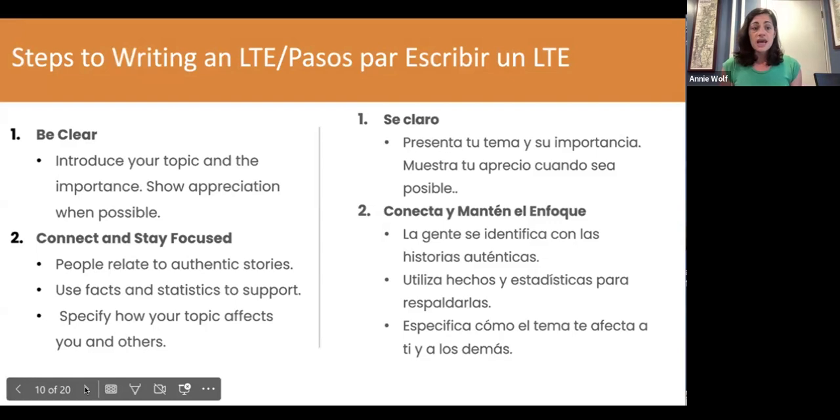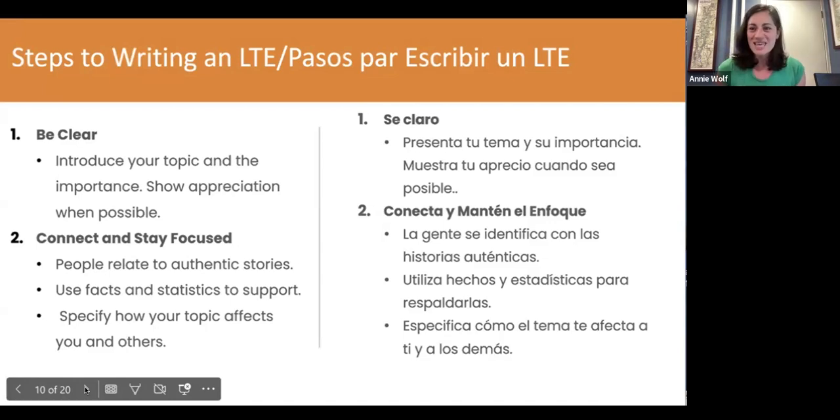You also want to stay connected and focused. People relate to authentic stories, so tell your own story. Obviously, you have a connection to this topic if you are taking the time to write in. Even though it's 250 words, it takes time and it takes effort. And so sharing your own personal story shows how much effort and how much attention you want people to pay to this position. You also want to use facts and statistics to support your story.